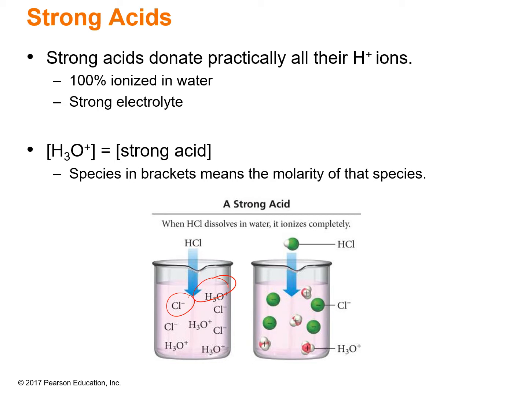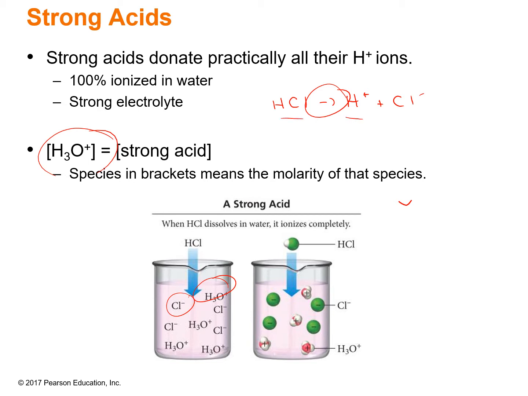Therefore, the concentration of a strong acid will be equivalent or practically equivalent to the concentration of hydrogen ions or hydronium ions in solution. Why? Because we will end up with a 1-to-1 ratio. Remember, our equation is going to be the acid dissociates to form the hydrogen ion and the anion, right?